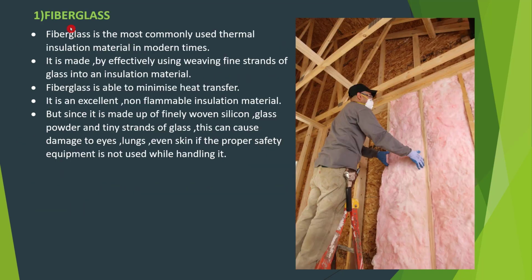So first one is the fiber glass. You can see the picture here. Fiber glass is the most commonly used thermal insulation material. It is made by weaving fine strands of glass into an insulation material, so it is able to minimize the heat transfer. It is an excellent non-flammable insulation material. But since it has some silica glass content, it is not good for health. So precaution should be taken while using and cutting the fiberglass.